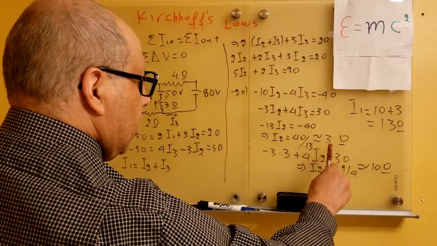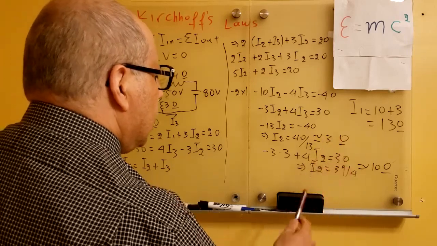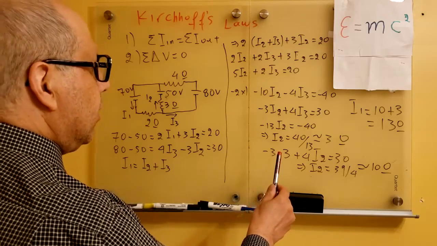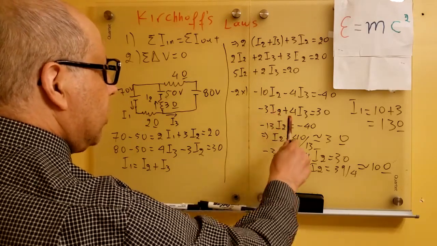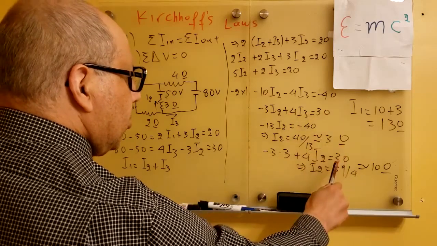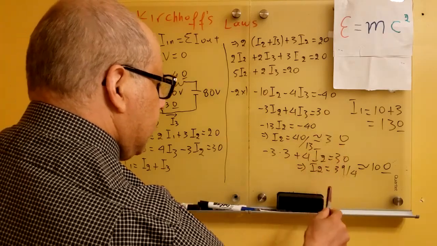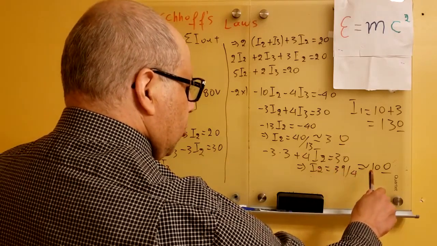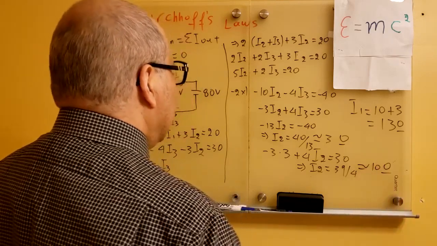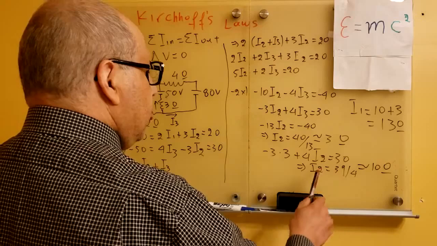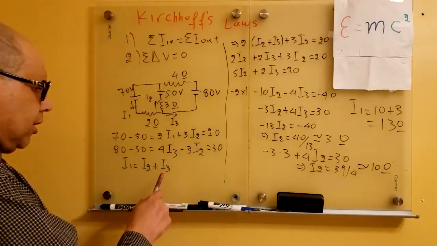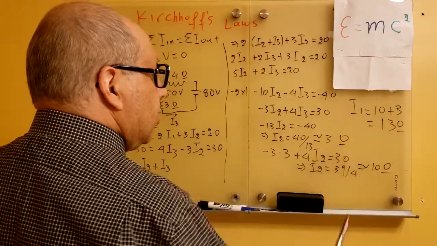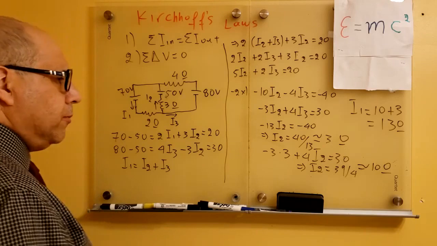So this is equal with approximately 3 amps. So now I take this 3 and I plug it here. So I have minus 3 times 3 plus 4 times I3 is equal with 30. And if I solve this, it will give me that I3 is equal with 39 over 4, which is approximately 10. And now I take these two and I put them in this equation here, and I have that I1 is equal with 10 plus 3, so that's 13 amps.